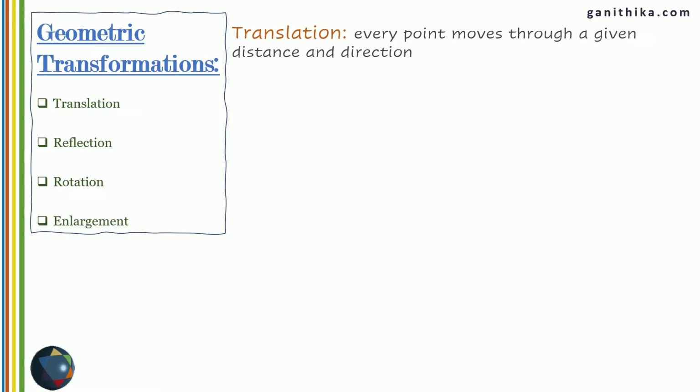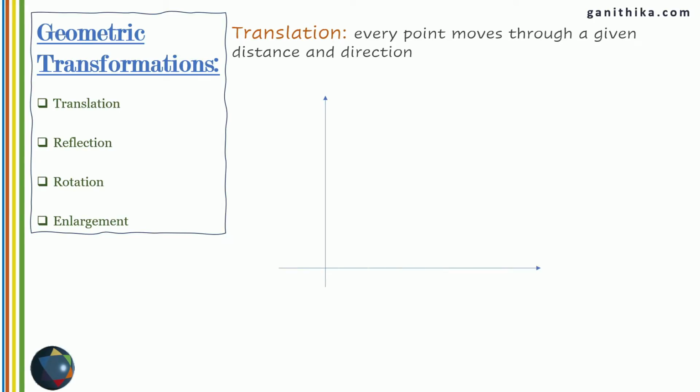Geometric transformations. So this is transforming geometric shapes, right? By translation, by reflection, by rotation and by enlargement. These are the 4 transformations that you should have known before entering the DP classes. What is a translation? Every point moves through a given distance in a given direction.